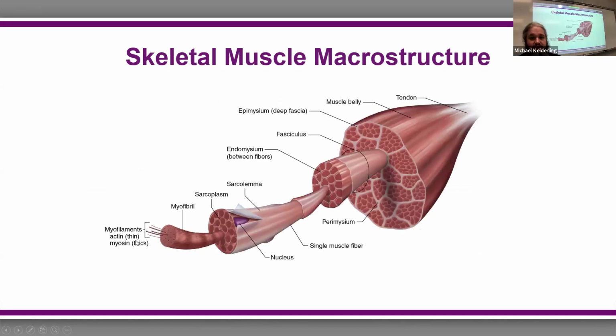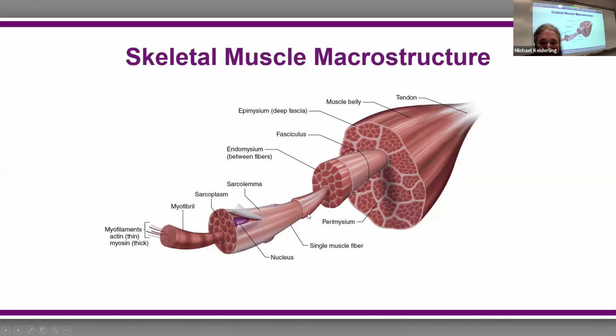So each individual fiber has myofibrils in it. They're surrounded by sarcoplasm. And the sarcolemma surrounds the entire fiber. There's a bundle of fibers that form a fasciculus. And these are bundled together to form the whole muscle. So it's bundles of bundles of bundles. Each fiber is made of myofibrils, and each myofibril is made of myofilaments with actin and myosin thin filaments.